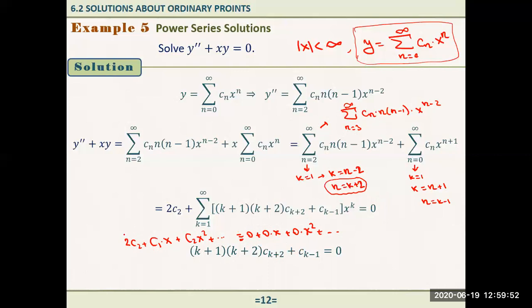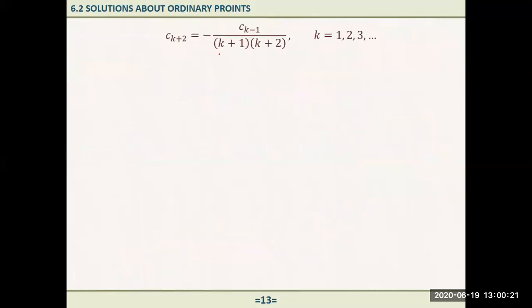That means from here, c sub 2, what is the constant term? 0. That means c sub 2 should be equal to 0. Now I know this coefficient, and how about the other ones? They are connected to each other by this recursive formula. Now from here, if I take this to the right hand side, it becomes minus, and divide both sides by this, I will get this expression.